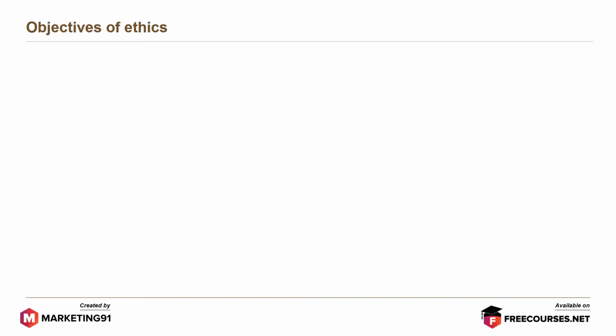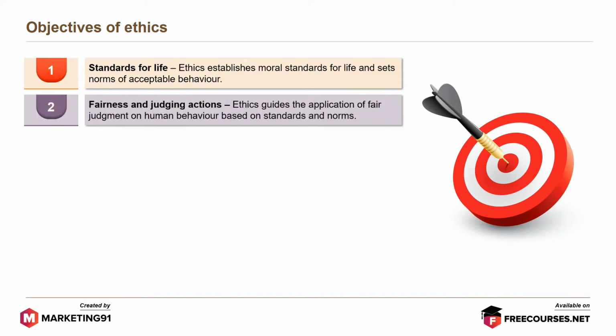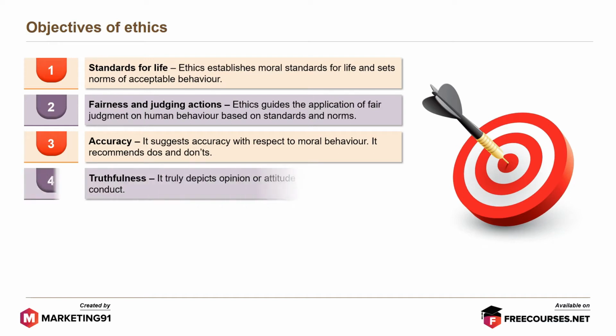Objectives of ethics. Standards for life. Ethics establishes moral standards for life and sets norms of acceptable behavior. Fairness and judging actions. Ethics guides the application of fair judgment on human behavior based on standards and norms. Accuracy. It suggests accuracy with respect to moral behavior. It recommends do's and don'ts.